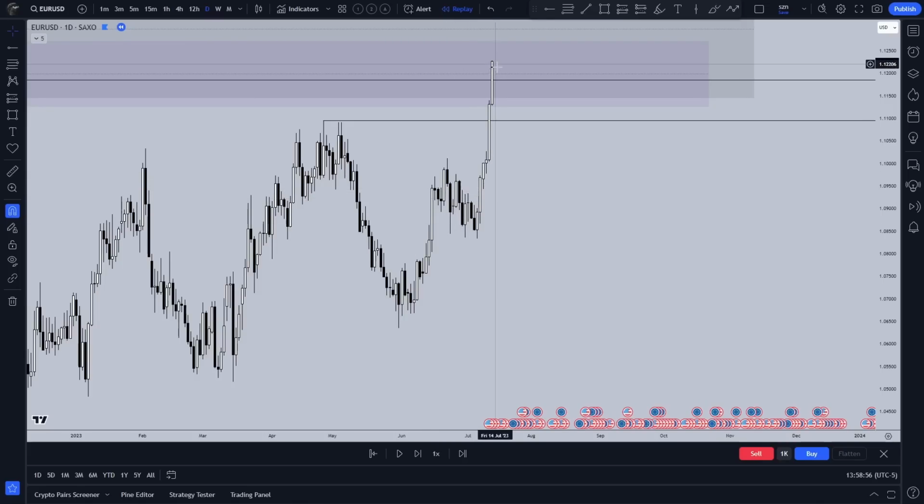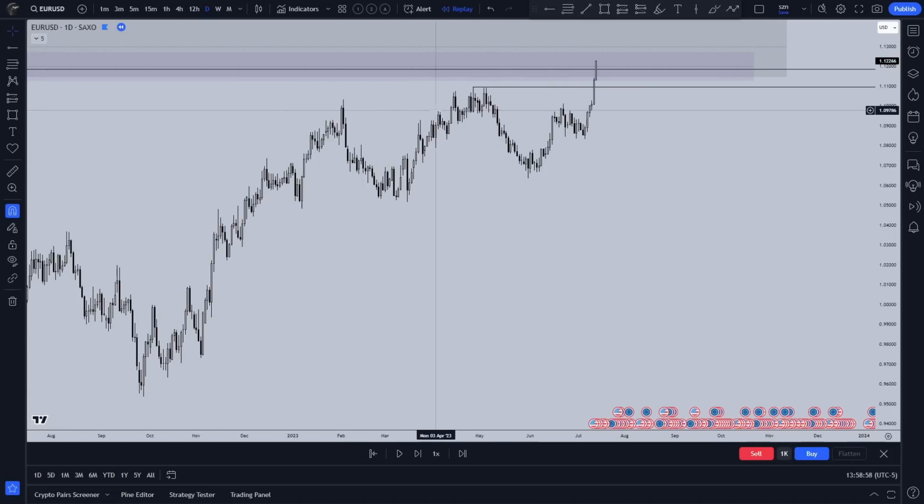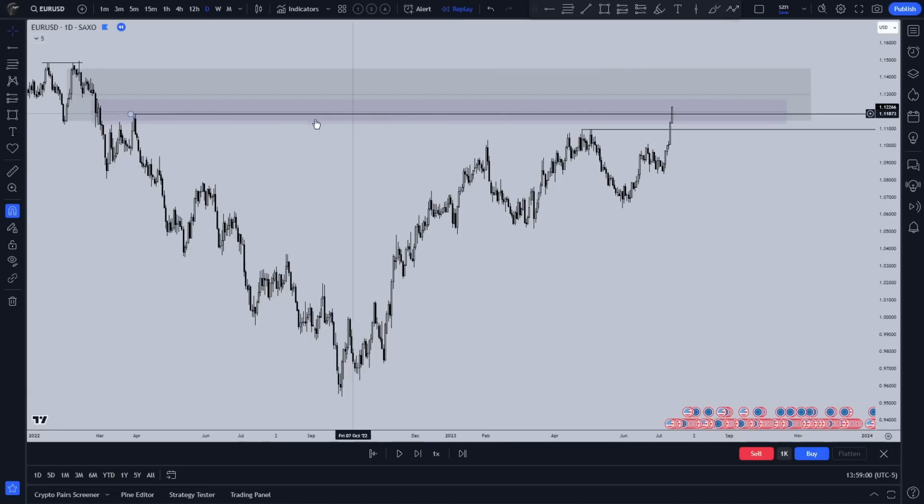Now that we trade into that level, at this point my bias is neutral, because price could easily trade higher and also take out the highs here.